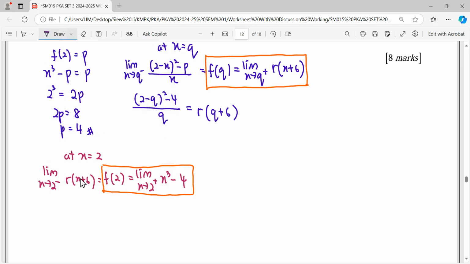Then we just need to calculate this and this. So evaluate our limit to R times 2 plus 6. This one, evaluate our limit to 2 cubed minus 4. So we can find R first. We get R first, then only we come back to this equation. Okay? Here just now there were two unknowns, we didn't know. So we stop and use one more equation. So 8 minus 4 is 4, 2R plus 6 equals 4. So R equals to 1 over 2. Then we can substitute here, R is equal to 1 over 2. Find your Q.